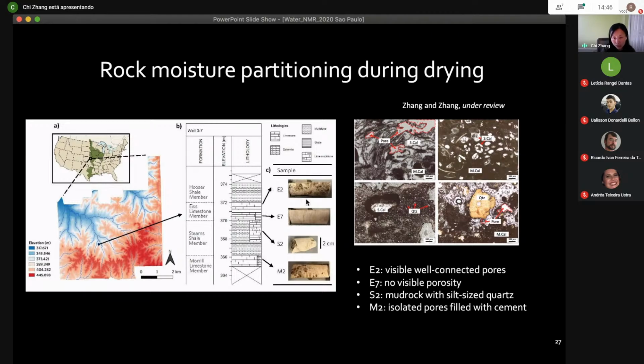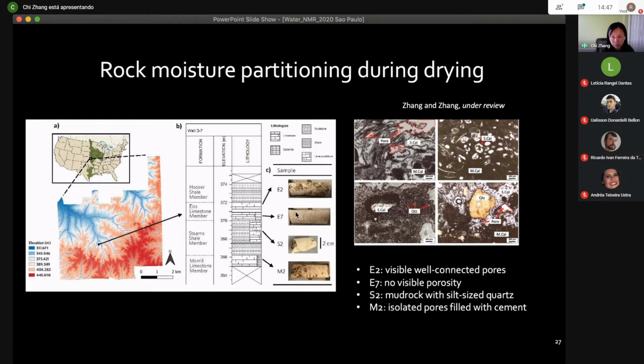And we took some core samples from the Ione formation as well as the Moreland limestone formation, and also samples from the shale formation. We're trying to use a lab drainage experiment to look at how the water can be shifted during the dry season, as it dries out, and how the water distribution can be altered during this process.